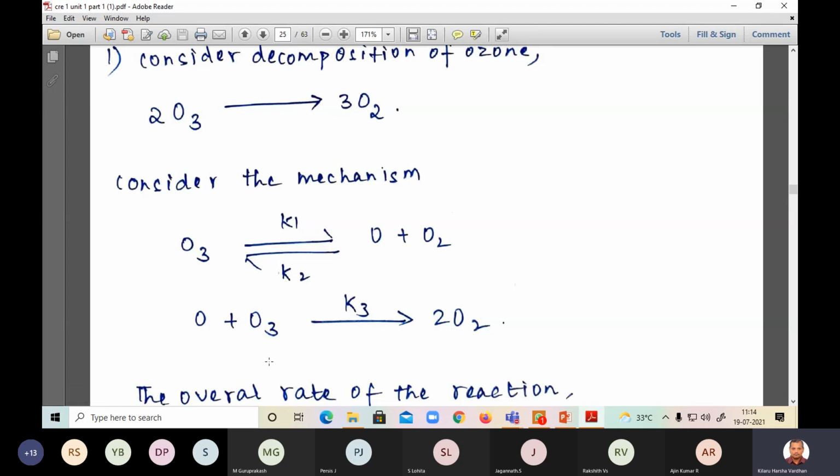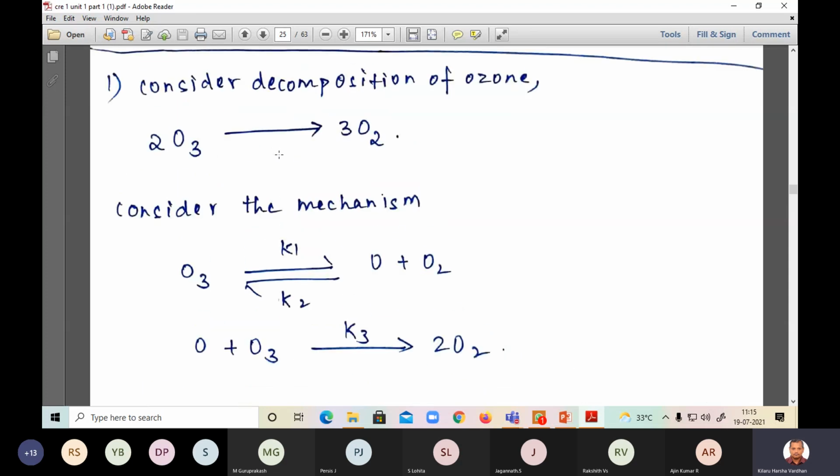So if you add all the reactants and all the products, then what will happen? 2O3 plus O gives O plus 3O2. So O gets cancelled out. That is the intermediate. So 2O3 gives 3O2. That is correct, right? Whatever way you are splitting it, the final should be balanced. You have to add all this, and the left hand side and right hand side should be equal to this particular thing, right?